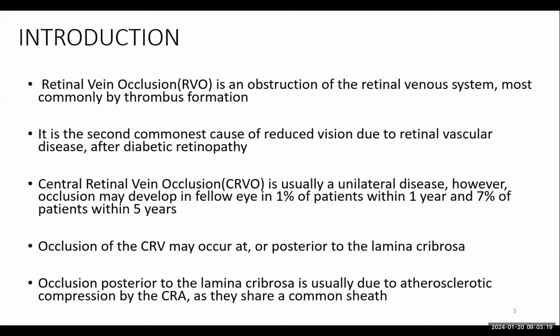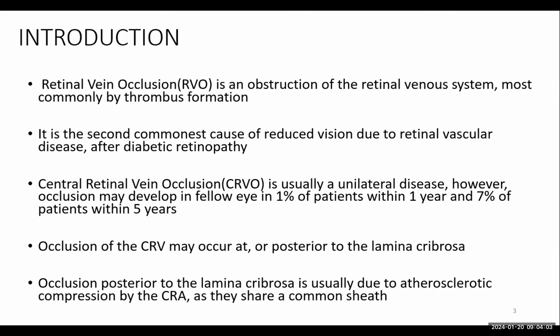As a form of introduction, retinal vein occlusion simply means obstruction of the retinal venous system, most commonly caused by thrombus formation. It is said to be the commonest cause of reduced vision due to retinal vascular disease, second only to diabetic retinopathy. Central retinal vein occlusion is usually a unilateral disease, but it may develop in the fellow eye in 1% of patients within 1 year of the first eye, and 7% of patients within 5 years.